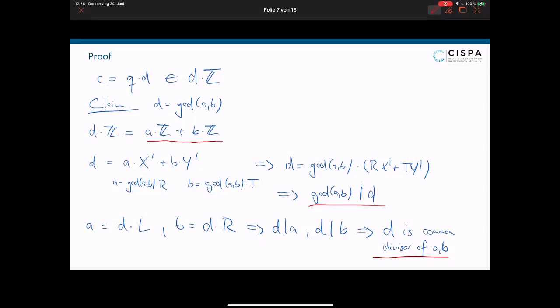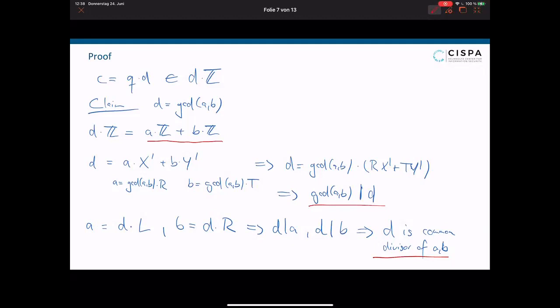Good, someone wrote something in the chat. If GCD divides D, then D is greater than the GCD. But since D is a common divisor, it must be the greatest divisor. Great, that's correct. So this is exactly the answer.